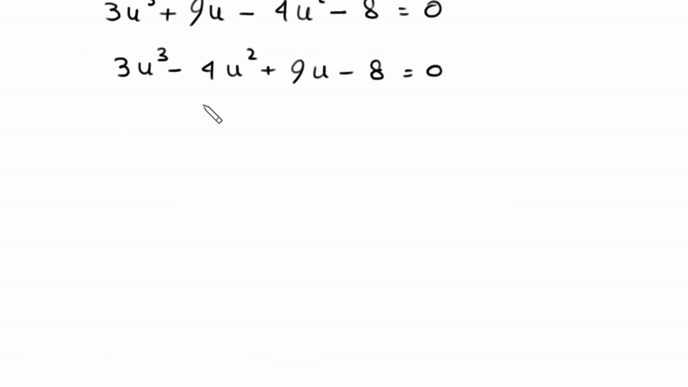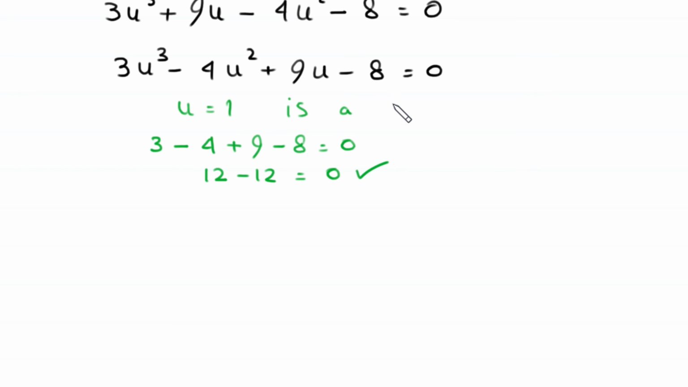Now in this cubic equation, if we check u is equal to 1, then this will become 3 times 1 is 3, minus 4 times 1 is 4, and 9 times 1 is plus 9, negative 8 equal to 0, and 3 plus 9 is 12, negative 4 minus 8 is negative 12 equal to 0. This is true, which means that u is equal to 1 is a solution of this cubic equation, which also means that u minus 1 is a factor of this cubic equation.